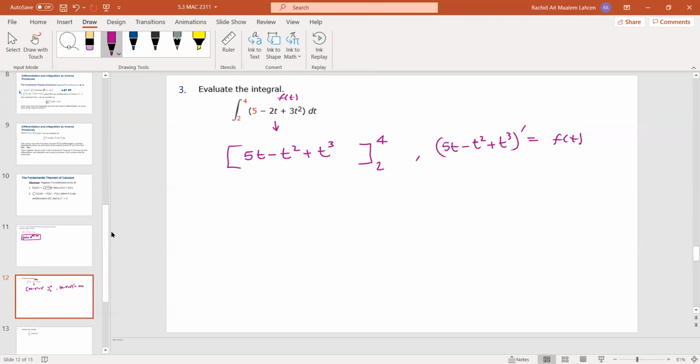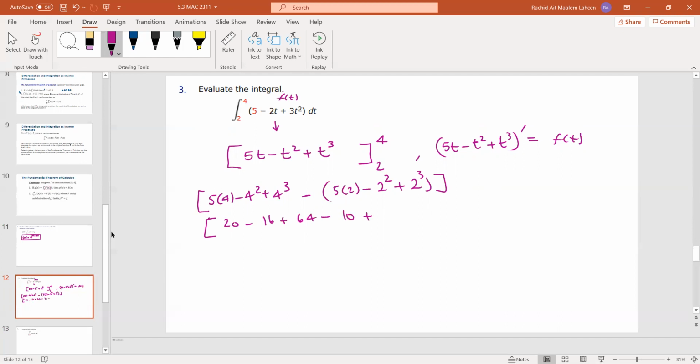Okay, then we just use the upper and the lower. So you'll have the 5 now with the 4 minus, and now you're going to do it with the 2. So you just need to watch for the numbers there, right? So 20 minus 16 plus 64 minus 10. Now that's going to be a plus 4, and that's going to be a minus 8, and that comes up to 54.